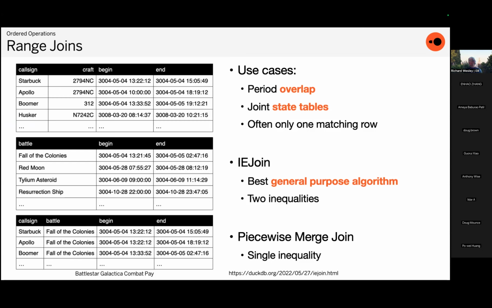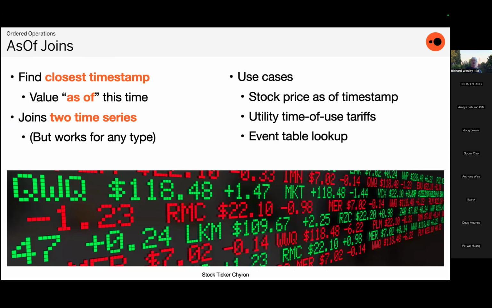You also have one for a single inequality, which is a sort of modified merge join that Mark came up with. Maybe this is more general. I've only seen him do it, where you sort the build side, and then every vector that comes in on the probe side, you sort that, and then you do a little merge join right there. And that one's pretty effective. So that's range joins.